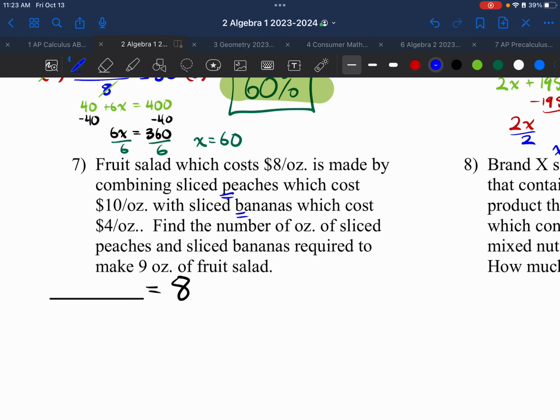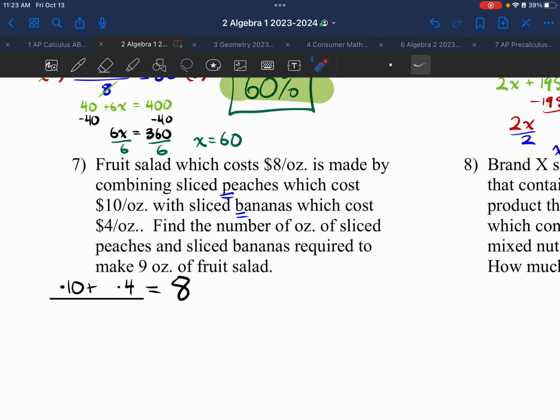So peaches cost $10 per ounce. I don't know the amount of peaches, but I know it's going to be multiplied by 10. And I don't know the amount of bananas, but they cost 4. And they make 9 ounces of fruit salad, but I don't know how many ounces of each. I don't know the quantities that go here and here, which means I need to leave those blank or variables.